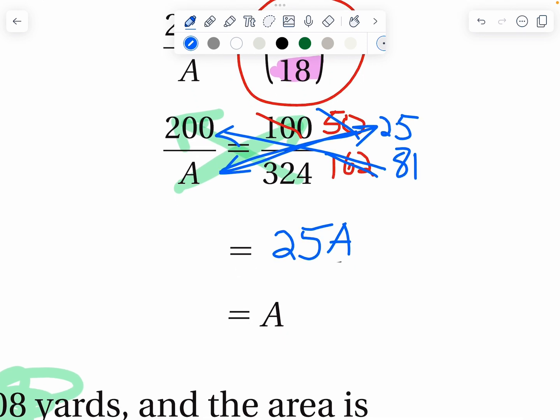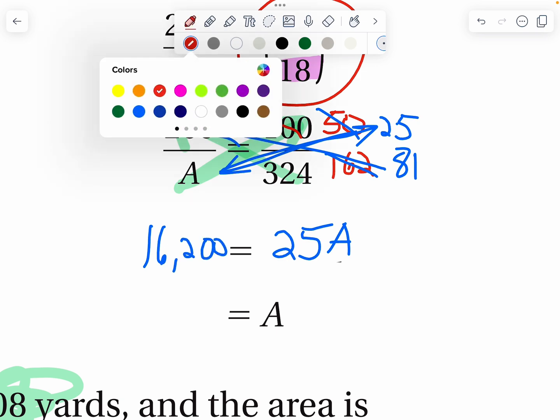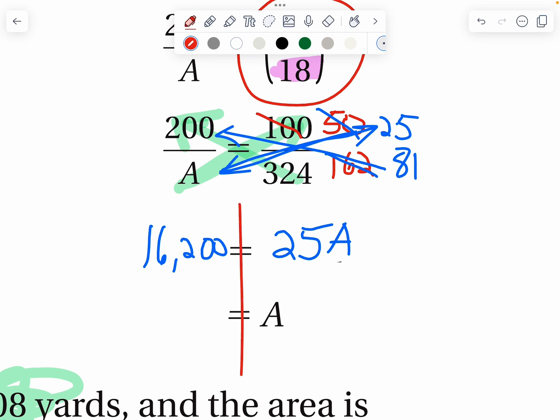200 times 81, I'm doing it on my calculator. You can do it on your calculator. Times 81 is 16,200. However, we are going to scale line. We're going to divide by 25.